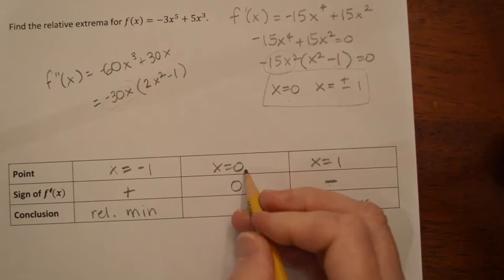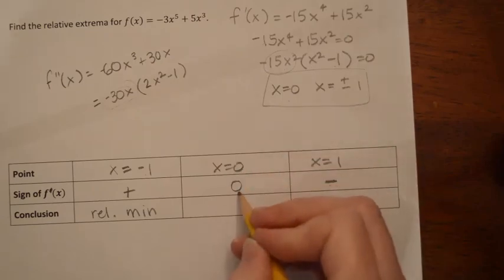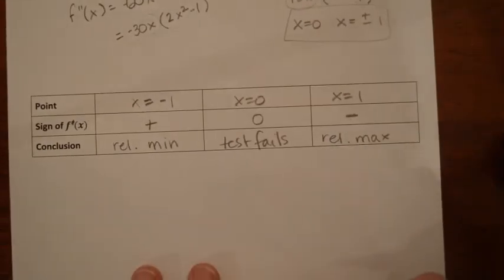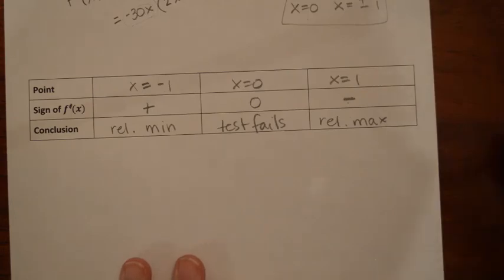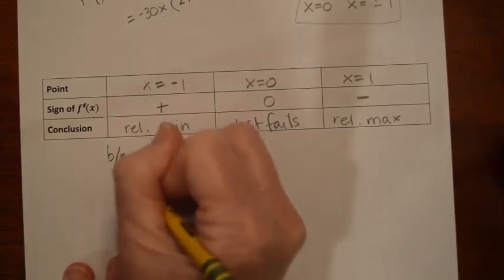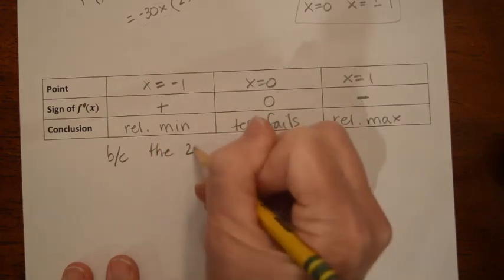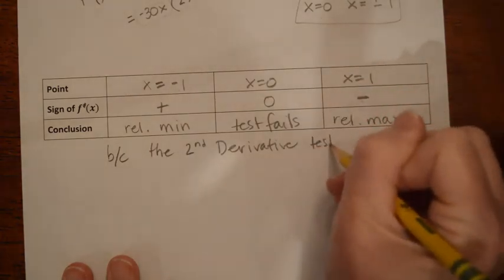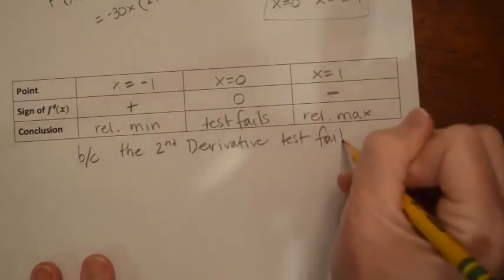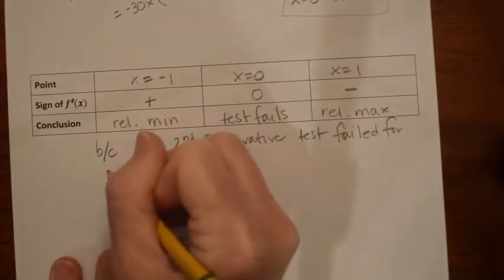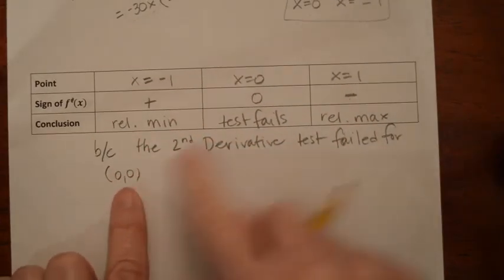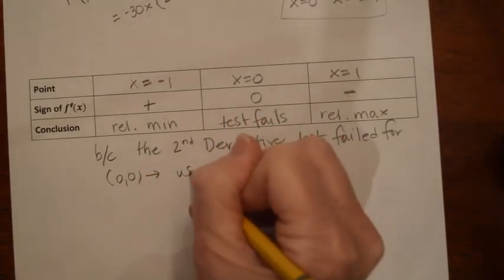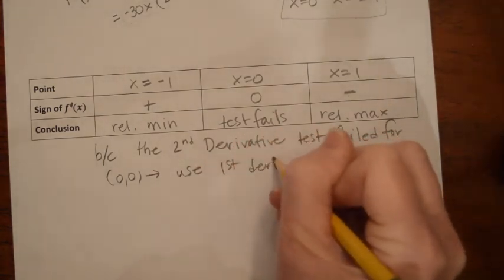Here we plugged in one of those values into the second derivative and we got 0. The test fails. We can't tell from the second derivative test whether it's a relative max or a min. So we're going to say here, because the second derivative test failed for the point (0, 0), again, I got the second coordinate there just by plugging it back into the original function, we have to use the first derivative test.